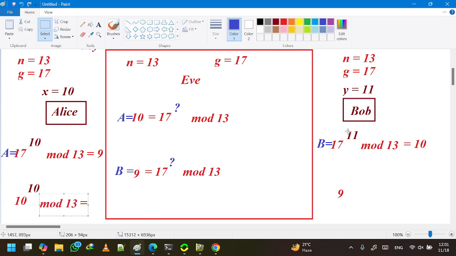And on the Bob side, Bob will do the same thing. 9 should be raised to the power of his secret number, so 9 to the power 11, and do the mod operation, so it will give us something. So let's see how much it does.